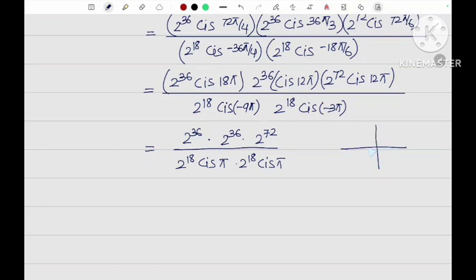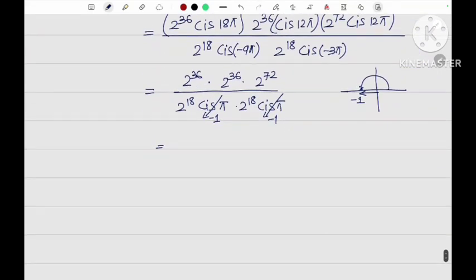And cis pi, if you recall, cis pi is nothing but, where is cis pi? Cis pi is this angle at 1 unit from here. So cis pi is minus 1. So this is minus 1, this is minus 1, and minus 1 times minus 1 is plus 1. So the ultimate answer is 2 to the power 36 into 2 to the power 36 into 2 to the power 72 divided by 2 to the power 18 by 2 to the power 18.